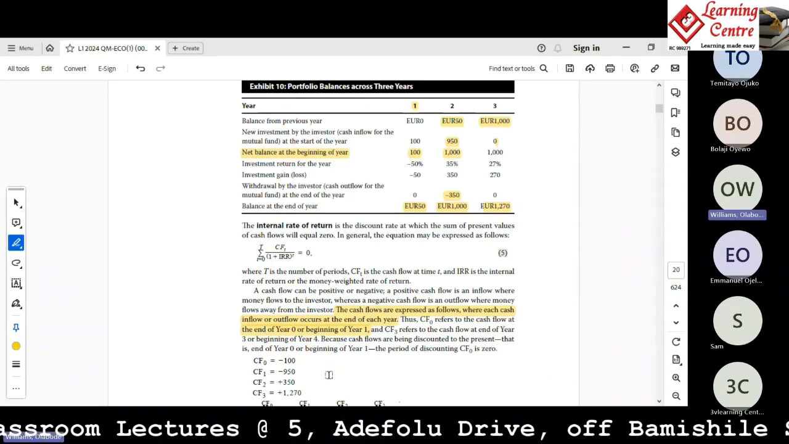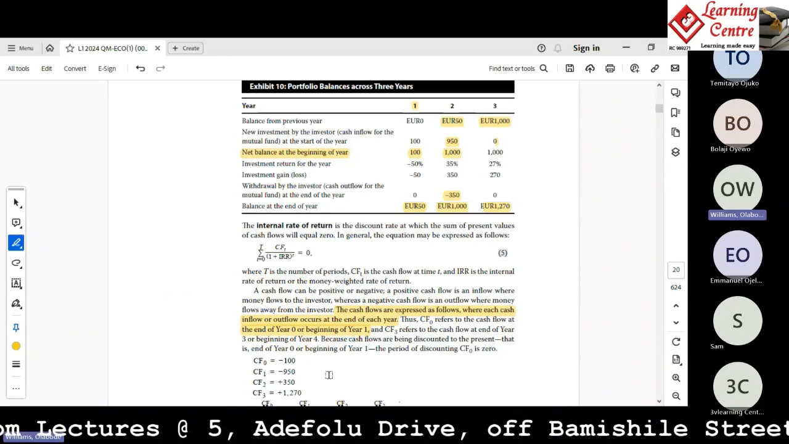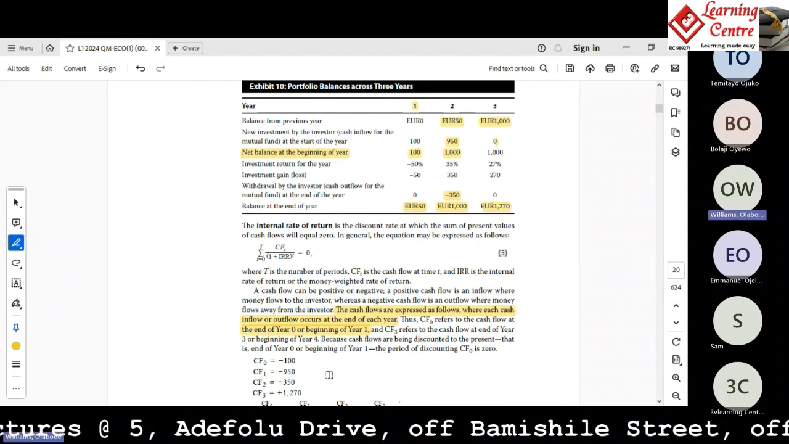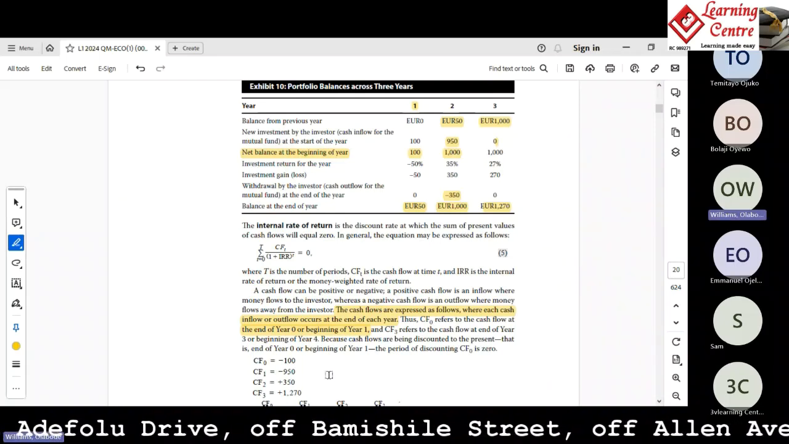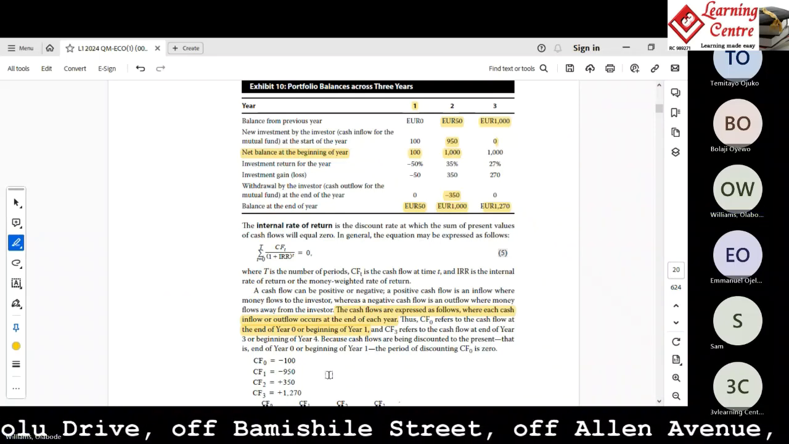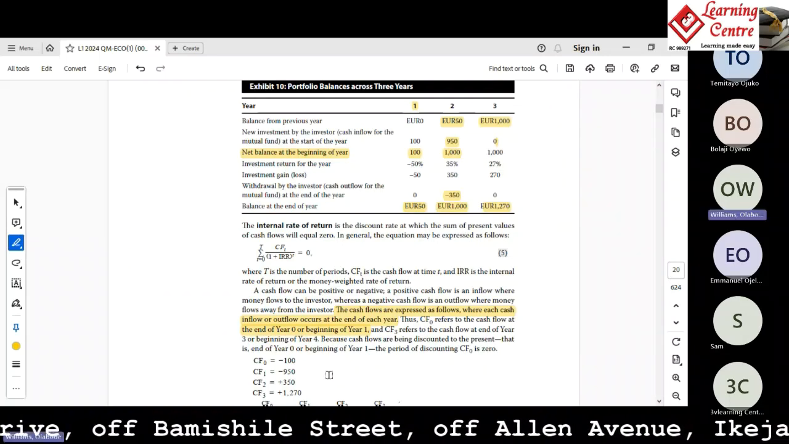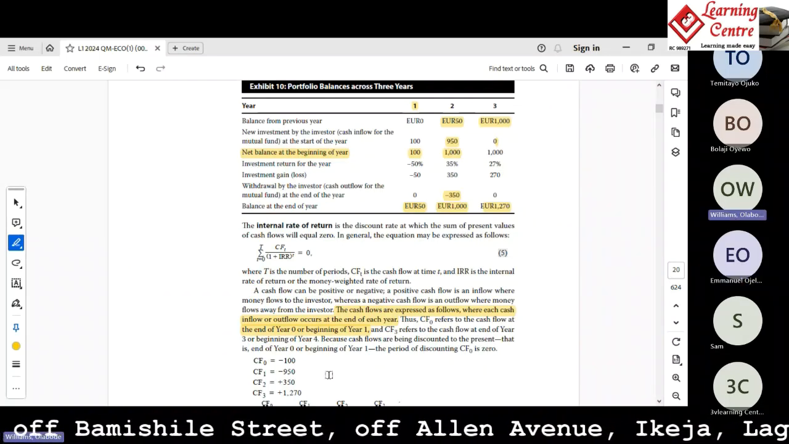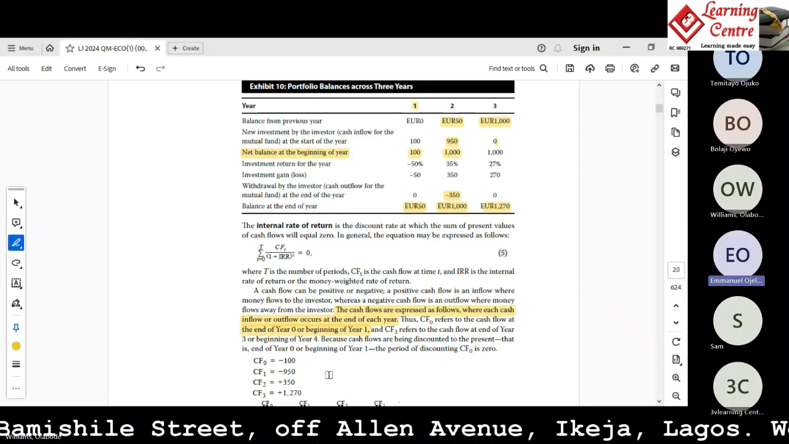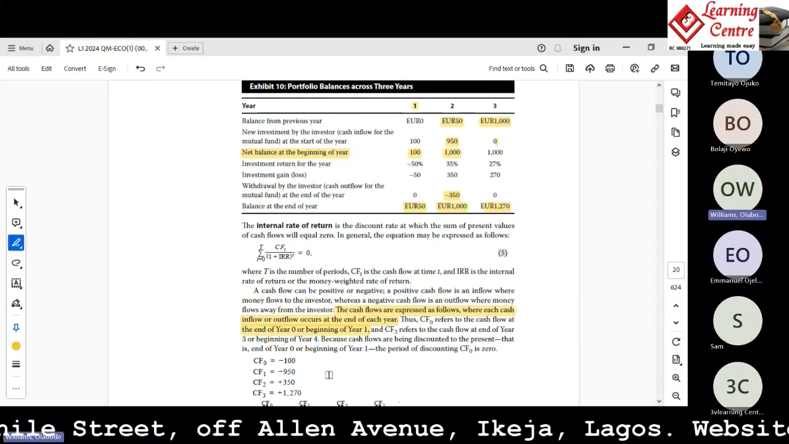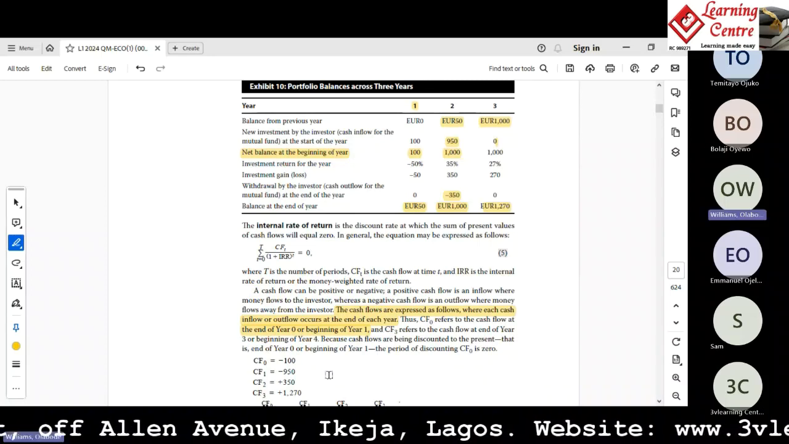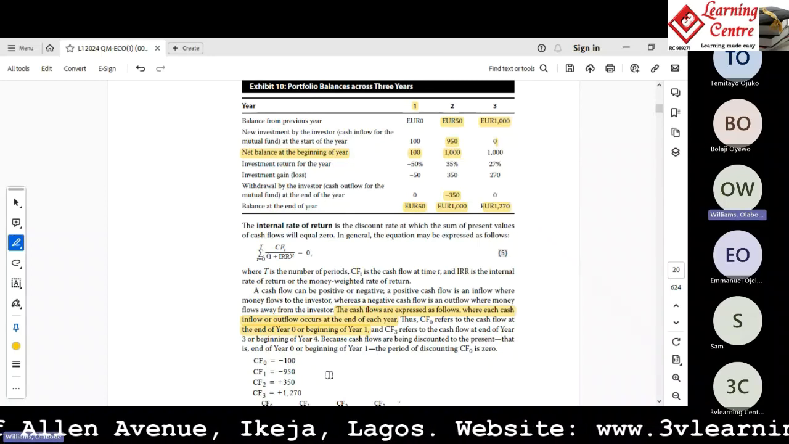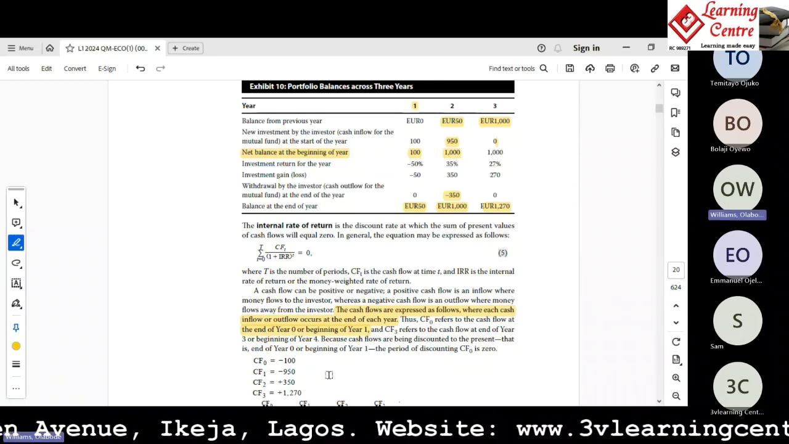So let's go over it again. If it happens at the beginning of the period, index it 1 year back. If it happens at the end of the period, it stays, right? Cash flow can either be inflow or outflow. If it is an investment, then it is outflow. If it's withdrawal, then it's an inflow. Outflow is negative, inflow is positive.